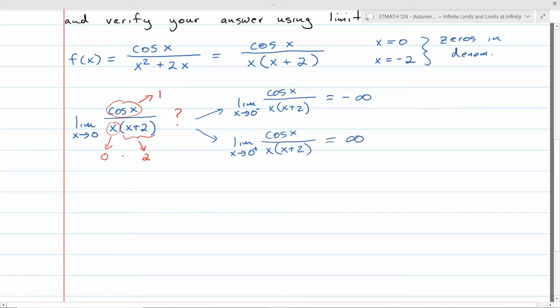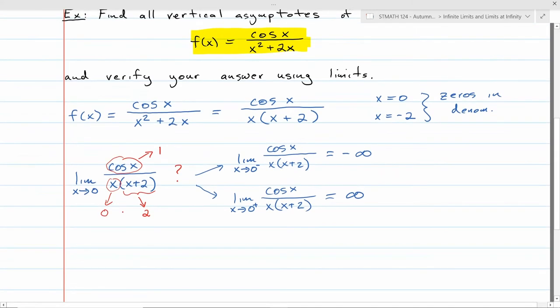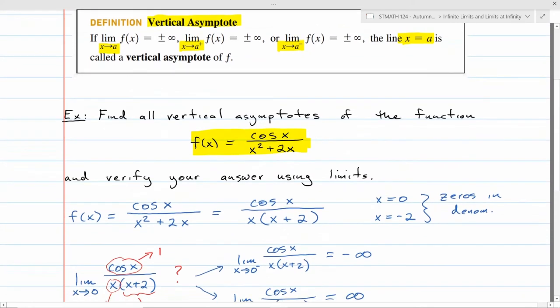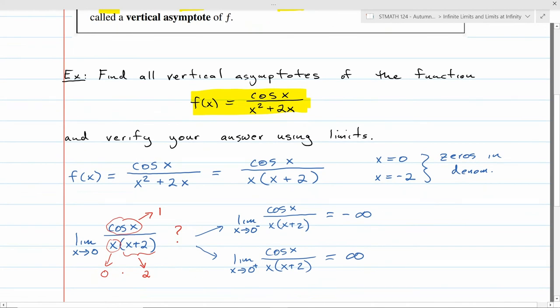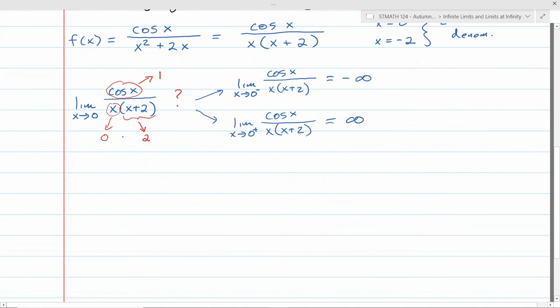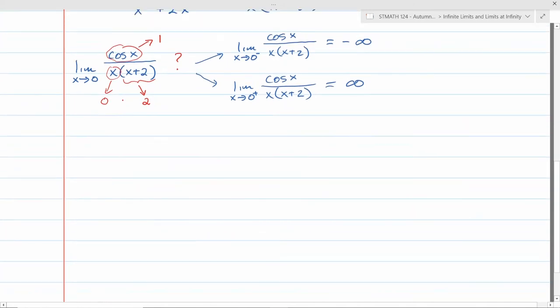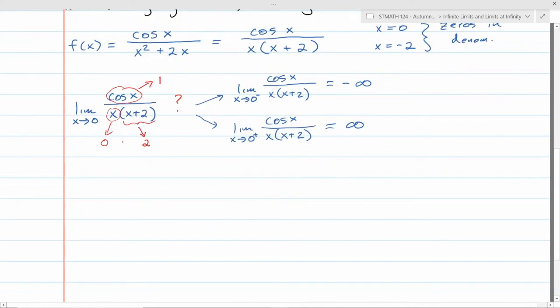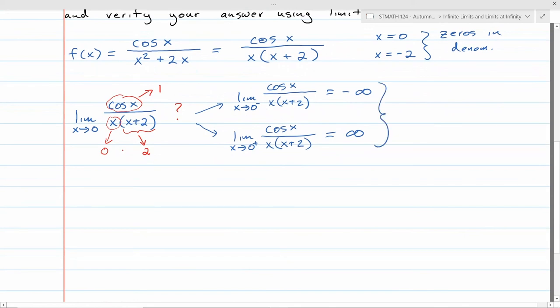So I know there's an asymptote. I only needed one of those one-sided limits to be infinite, either plus or minus infinity. But it turned out both of them were infinite. It's just that the function, when you look at the graph of it, on the left of 0 is going to be going downward, and on the right of 0 it's going to be going upward. So we have a nuanced understanding of that asymptote now. And this tells us that x equals 0 is a vertical asymptote.